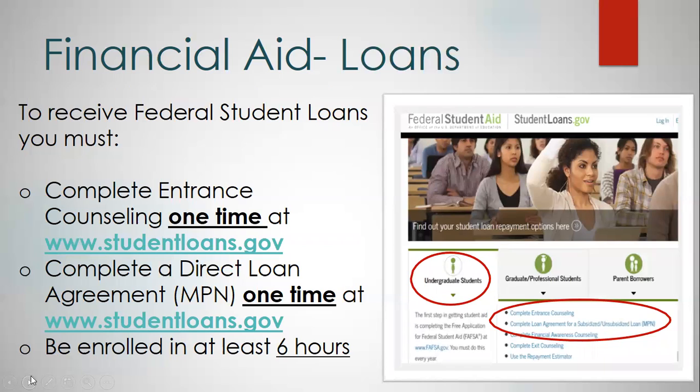In order to receive loans, you must be enrolled in at least 6 hours. If you enroll in 6 hours and then drop a course halfway through the semester, you will lose your loan money and have to pay it back. So be aware of how many hours you're enrolled in and make sure that you're at least in 6 hours every semester.